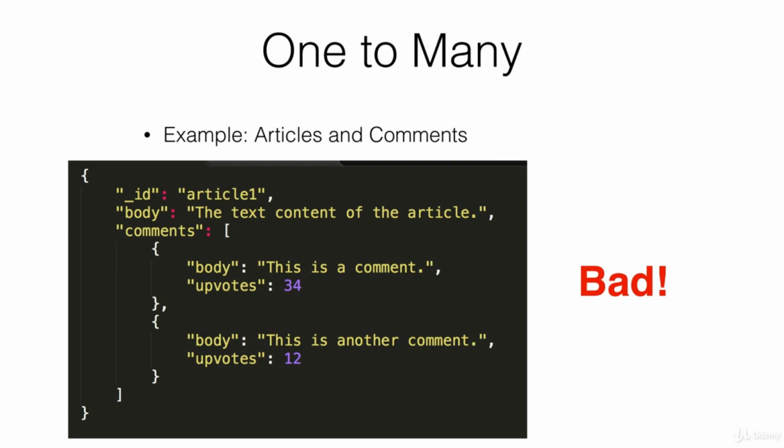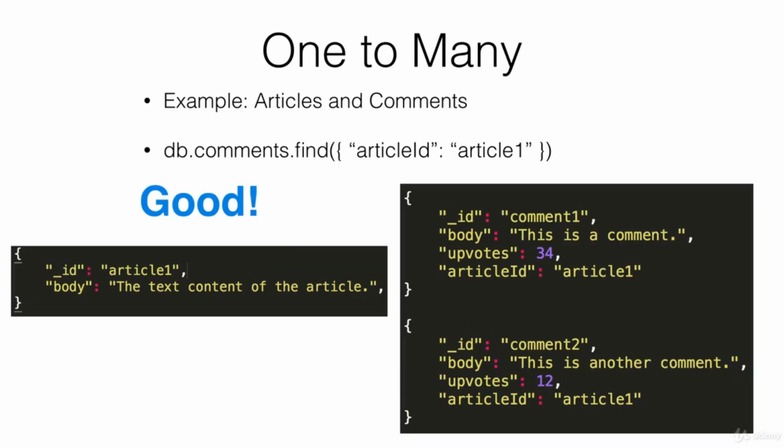When there's 1,000 comments in this array, it's going to be a clear bottleneck on your performance, and every single time that a user wants to upvote a comment, you would have to go through this entire array and find the appropriate comment. So this is a bad way of structuring article and comment relationships, or one-to-many relationships.